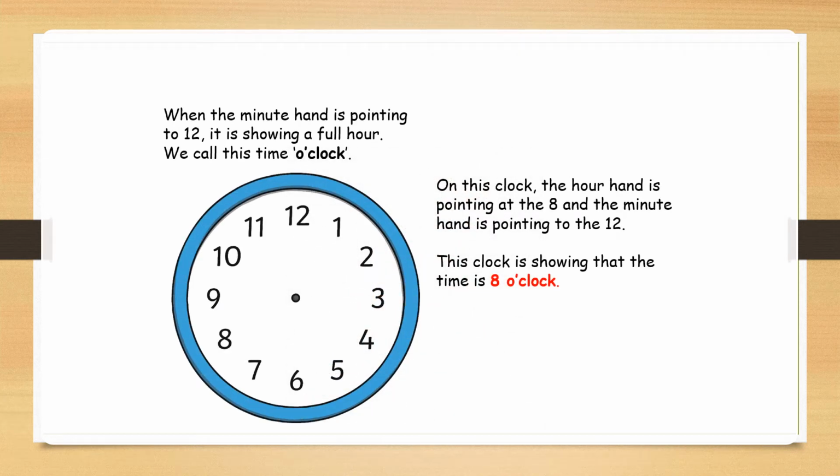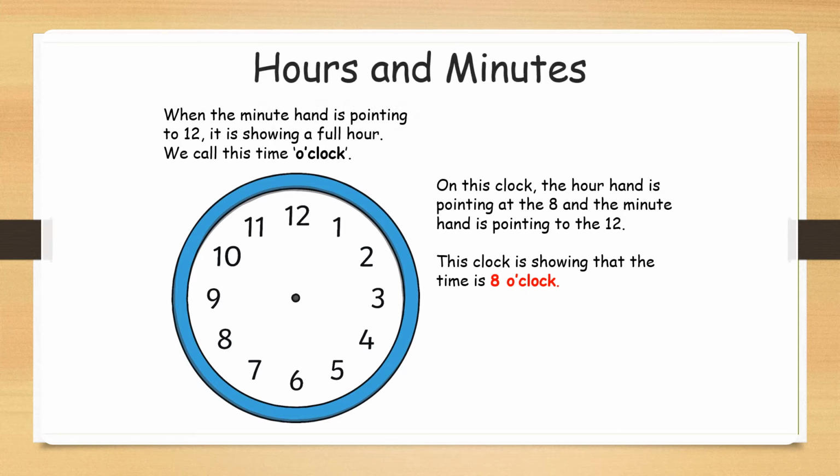When the minute hand is pointing to 12, it is showing a full hour. We call this time o'clock. On this clock, the hour hand is pointing at the 8 and the minute hand is pointing to 12. This clock is showing that the time is 8 o'clock.